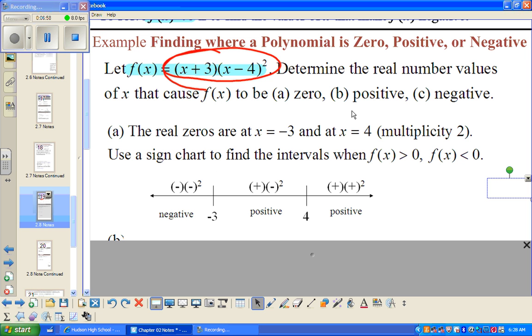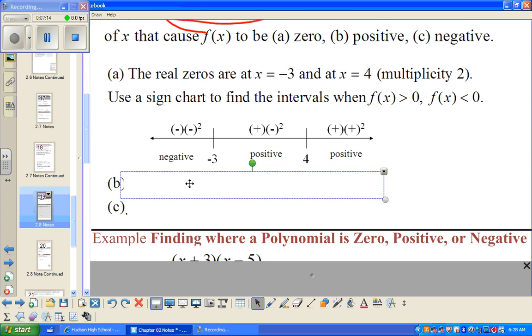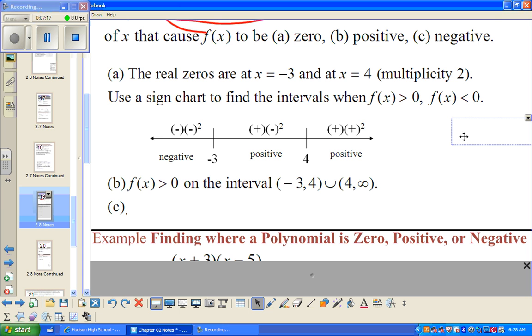So then the next question was, determine the real number values of x for which the function will be positive. Well, you know it'll be positive for anything greater than negative 3. What we can't do, though, is include everything greater than negative 3, because what is 4? It's a 0, so we do need to separate on our interval. We do need to take out that 4 and not include it because it's not positive. It's 0.